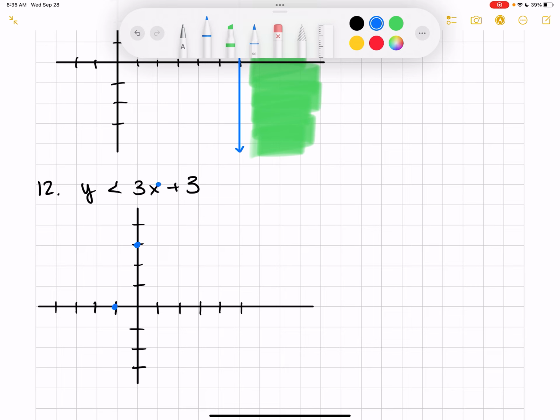And are we solid or dotted this time? Dotted, because it's just less than. And then am I shading above or below? Below. So I'm shading down here.